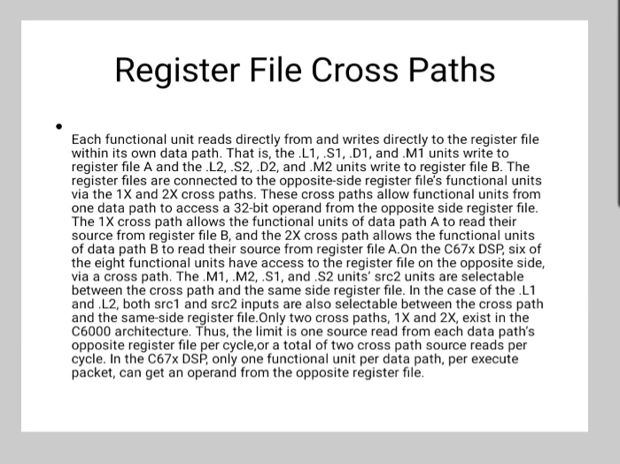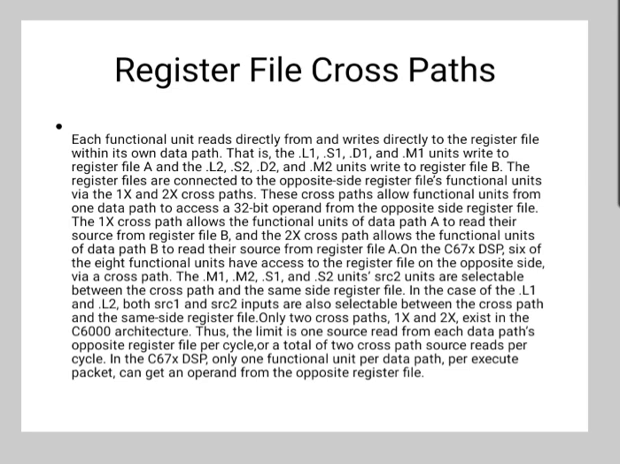The M1, M2, S1 and S2 units' source 2 inputs are selectable between the cross path and the same side register file. In the case of L1 and L2, both source 1 and 2 inputs are also selectable between the cross path and the same side register file. Only two cross paths, 1x and 2x, exist in the C6000 architecture.